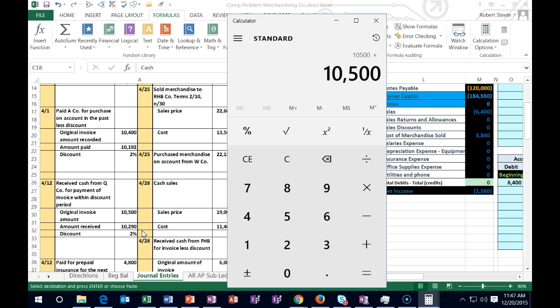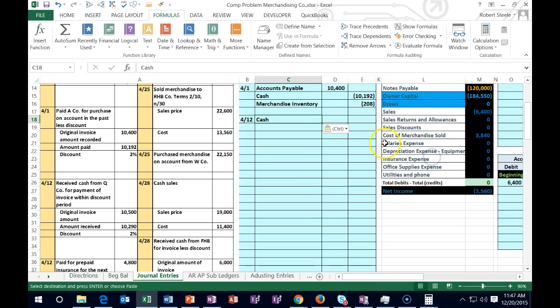to pay 0.98 with one calculation and say we're going to pay the $10,290. So let's do that calculation up here. We're going to say equals the same calculation, $10,500 times 0.98. That's how much we're going to pay. I don't want to calculate the discount. I want to go directly to how much we're going to pay. Then we're going to pay that $10,290. So that's the cash that we are going to get paid.